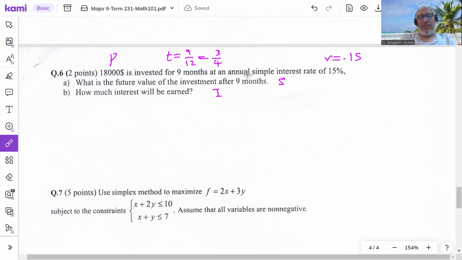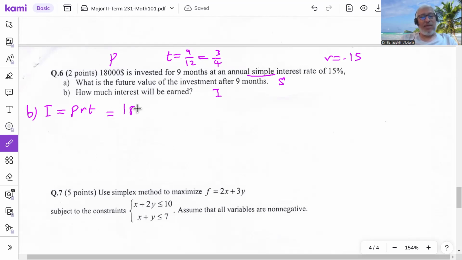He said what? Simple interest rate. Simple. So what is the formula for the simple interest rate? I know that the interest is equal to PRT. So how much interest will be earned? I'll solve part B first.